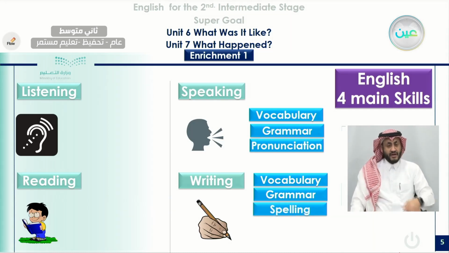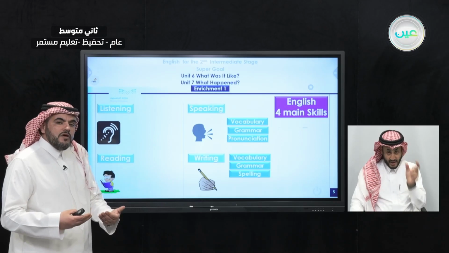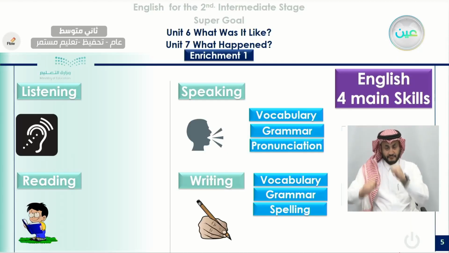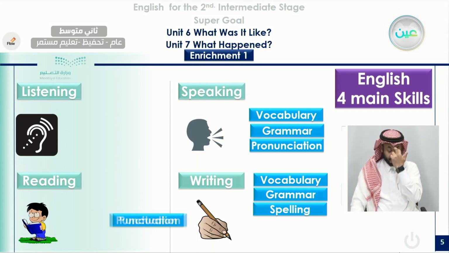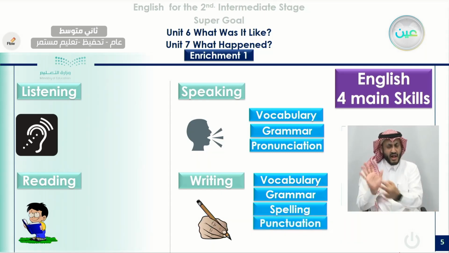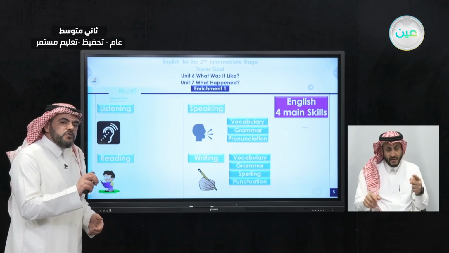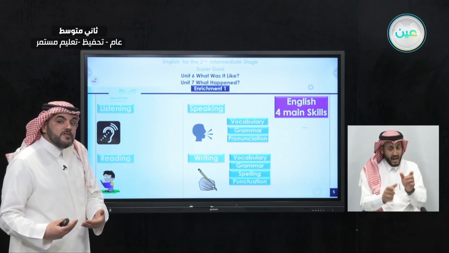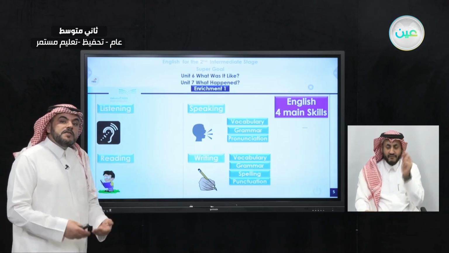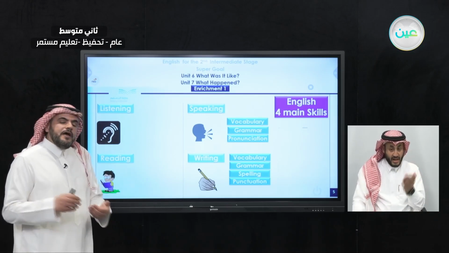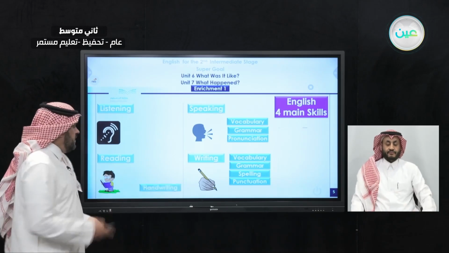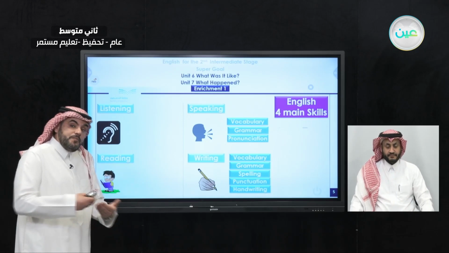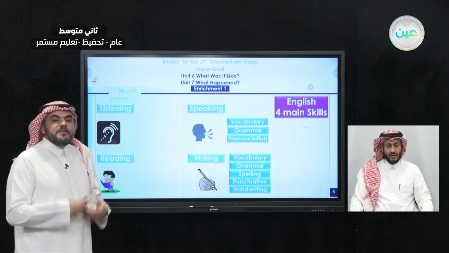Also spelling, when you read, you notice how words are spelled, and you improve your spelling as an impact of this skill. Also punctuation, when you look at the full stop, how we use it, how we capitalize the first letter of a sentence, how we make a comma, and how to make a semicolon, and so on.